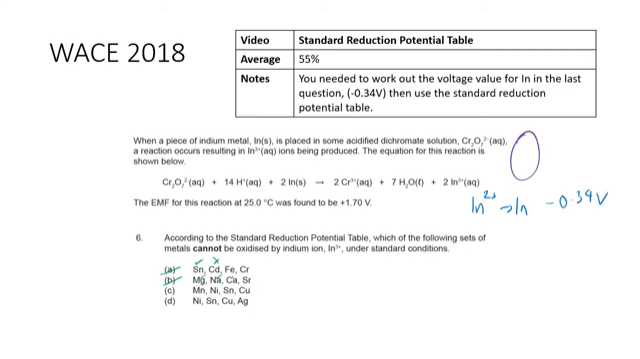Manganese at negative 1.18, so that's going to work, which means it's wrong. And then the last one: nickel at negative 0.24, tin at negative 0.14, copper at positive 0.34, and silver at positive 0.80, so it's this one here. All right, so just the process of elimination going through, and once you've eliminated one out of that list, you really don't have to go and check the whole list. All right, so that's how you do that one.